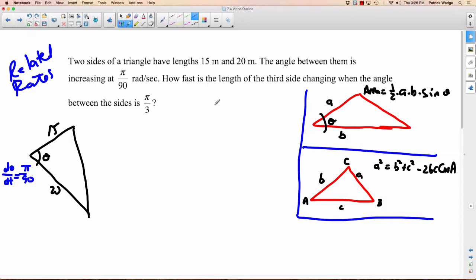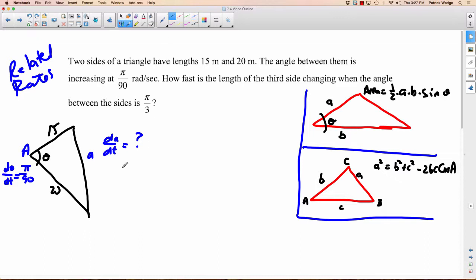How fast is the length of the third side changing? So let's call this third side here A. We'll call this angle here angle A. And we want to know how fast this is changing. We want to know what dA dt is. So first of all, what's something that relates all these things here? Well, that would be the cosine law right there, right? We've got our angle A, our side A, our B, and our C, and that's exactly what you see here.